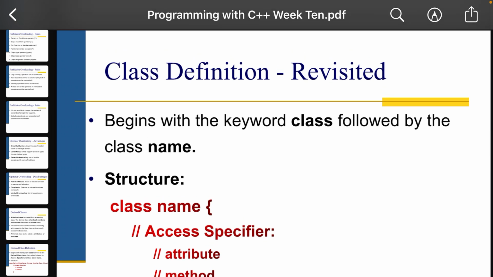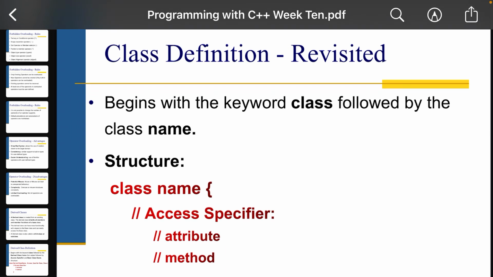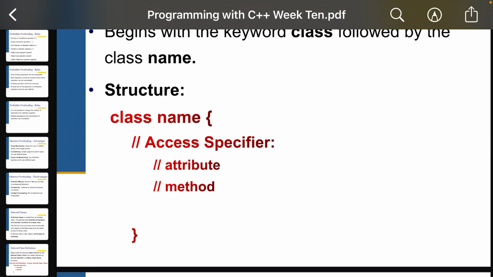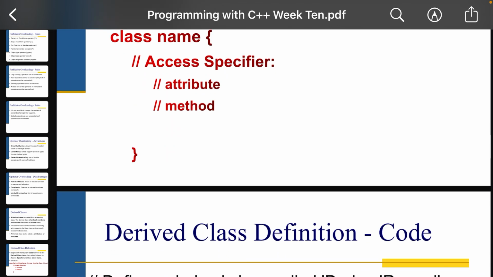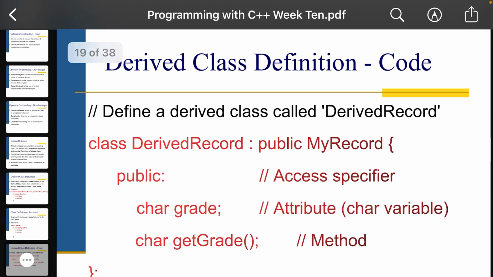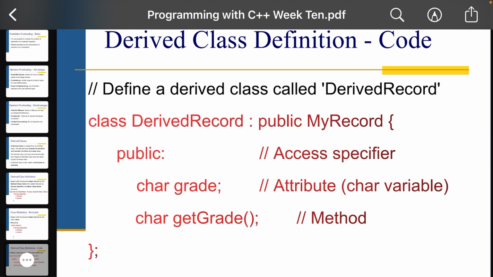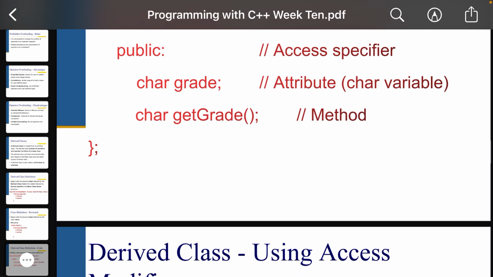Revisited: a class definition. It begins with the keyword class followed by what? A class name. So class name, then inside you open a what? A curly brace and write your access specifier, attributes, your methods. And this is the code for a derived class definition. A class derived record, then you bring your colon, public my record, then you open what? A curly brace, then you bring a public, then access specifier. There's the code for it.